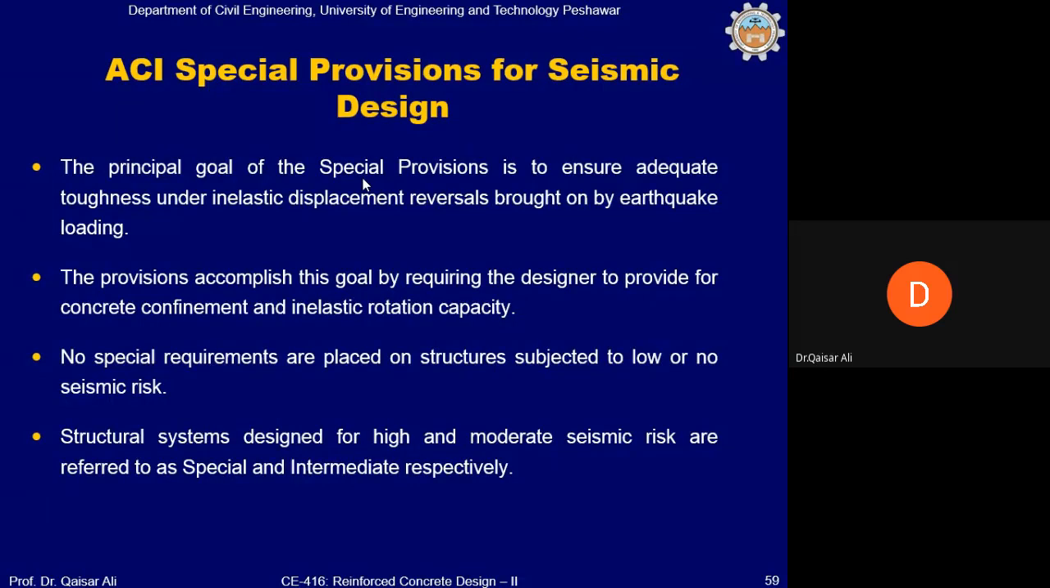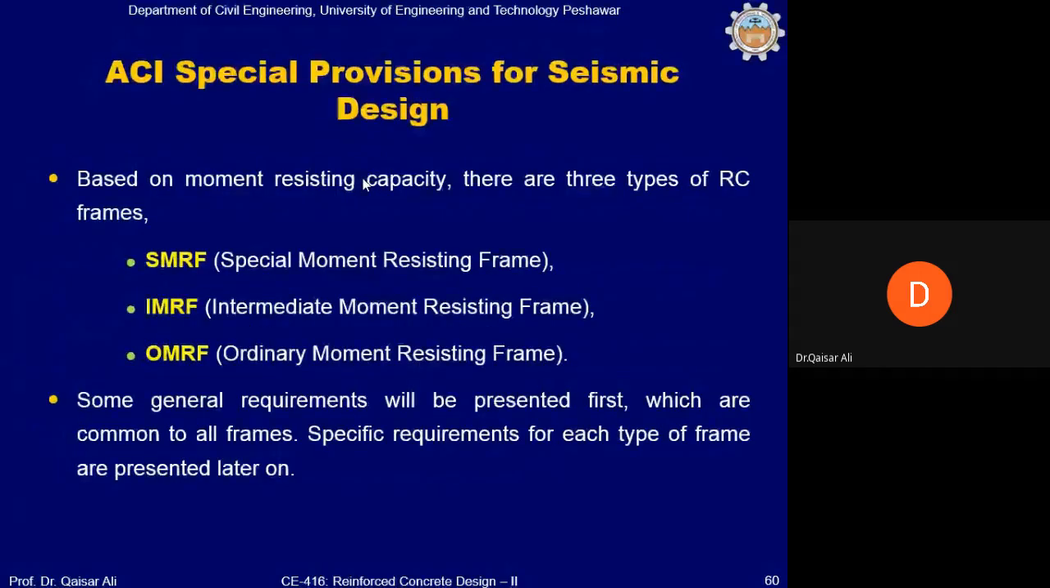So this can only be done if the connections have the details which are discussed in the next slides. For this reason, the current version of the ACI code has divided the frames into three types. The type 1 are those frames, structures, which are called special moment resisting frame. And special moment resisting frame shall have special provisions, which we'll discuss in the next slides. And this is the most efficient type of frame.